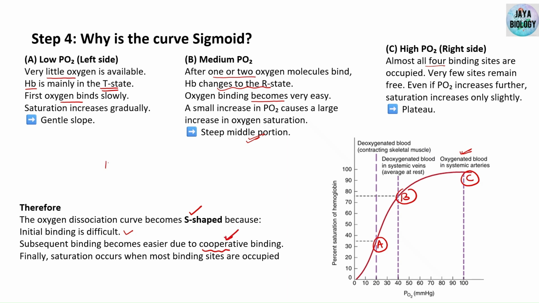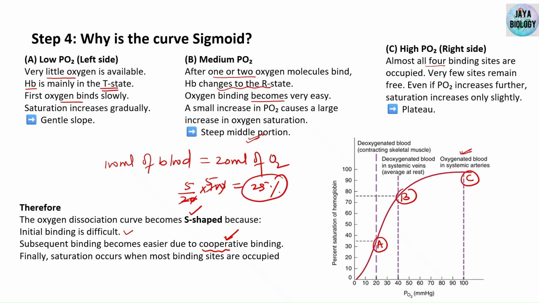Now you know very well, 100 ml of blood will carry 20 ml of oxygen. But how much will it deliver to the tissues? It will deliver only 5 ml. That is 5 ml of 20, which is 25%. In the rest condition, only 25% is delivered. It means in the rest condition, please focus carefully on this diagram, hemoglobin is still 75% saturated in the systemic vein. And this point C is for the oxygenated blood in the systemic arteries. I hope this video might be helpful for you to understand why the oxygen dissociation curve is sigmoid.